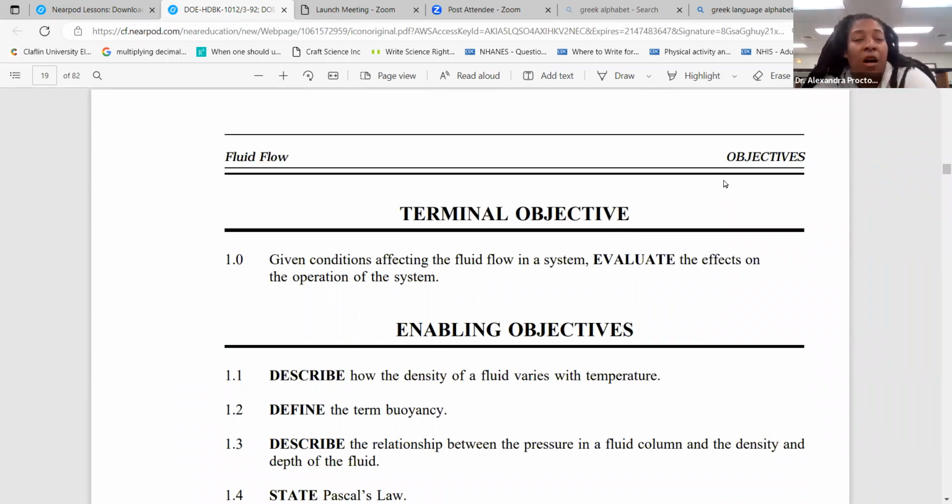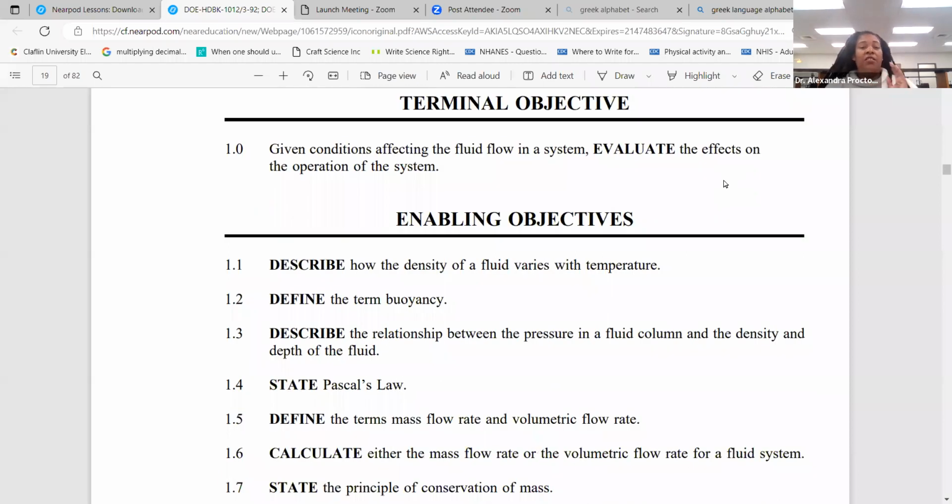So the overall objective is, given conditions affecting the fluid flow in a system, evaluate the effects on the operation of the system. The enabling objectives for this third volume are to describe how density of a fluid varies with temperature, define the term buoyancy, describe the relationship between pressure in a fluid column and the density and depth of the fluid, and state Pascal's law.